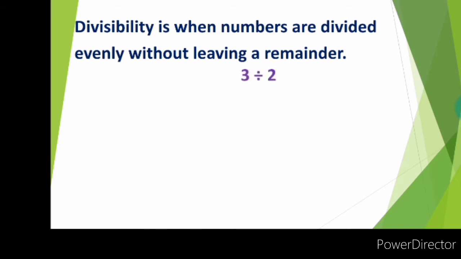For example, say 3 divided by 2. Let's see if we can divide 3 into 2 places with no remainder. Here our divisor is what? 2. So we have 2 groups. We are going to be allocating 3 in these 2 groups. Let's count 1, 2, 3.